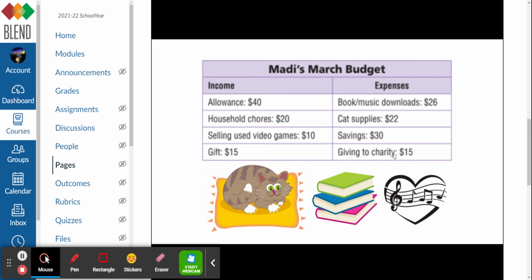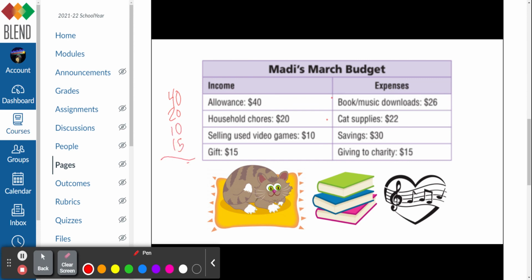So what I want you to do is figure out if the budget is balanced. Are Maddie's income and expenses the same? And if they're not, how could we balance the budget? So let's take a look. 40 plus 20 plus 10 plus 15. 4, 6, 7, 8. So Maddie earned a total of $85. All right, let's find out how much Maddie spent.